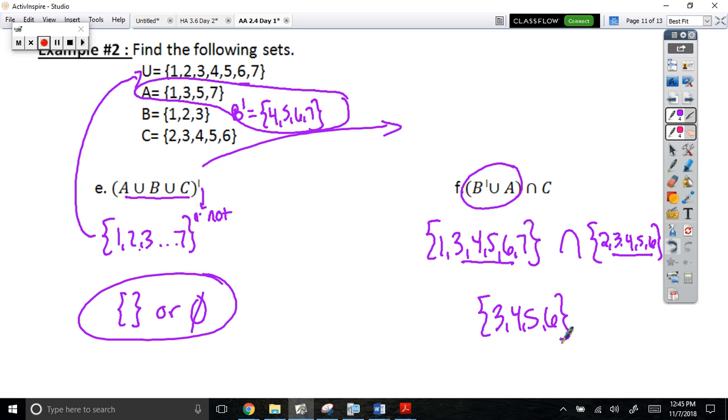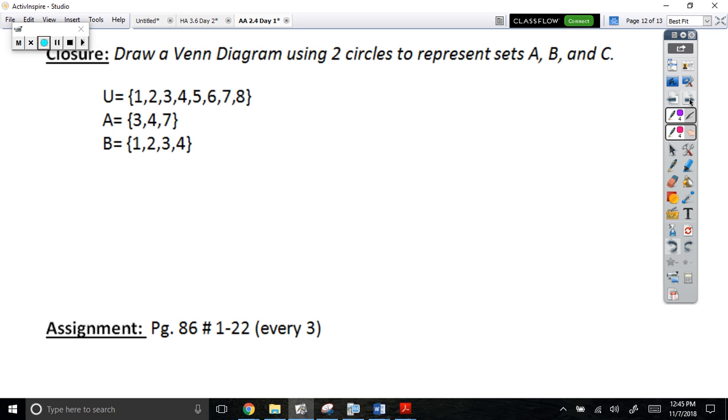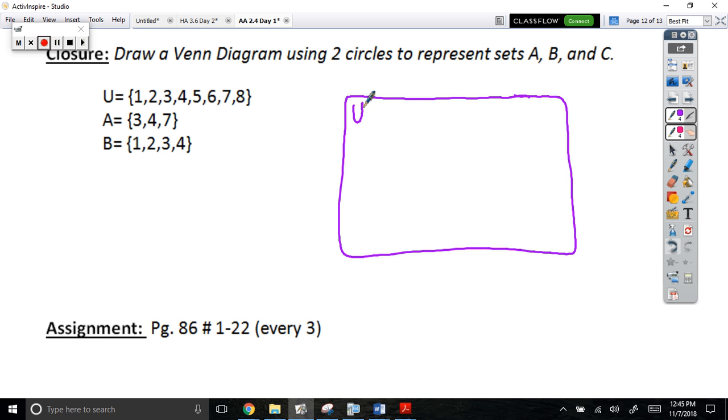And our closure today asks us to draw a Venn diagram with 2 circles to represent just sets A and B. And this is just helping to set us up for tomorrow, where we're going to draw or see Venn diagrams that have 3 circles. When they give you a universal, you do need to draw a nice big rectangle or some closed figure that will close off the universal set. And then we'll put 2 circles, circle A, circle B, have them crossing over in the center.